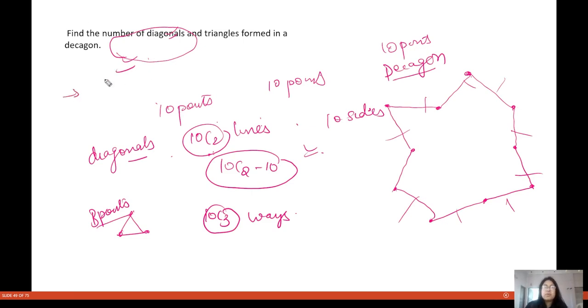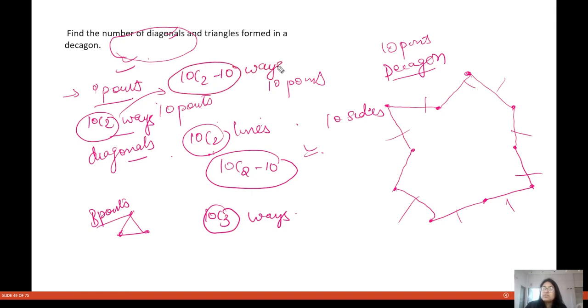A line is formed by the combination of 2 points, so that can be done in 10C2 ways. But this can be given as 10C2 minus 10 ways, because we are excluding the sides of the decagon. And in the case of a triangle, it is formed in 10C3 ways.